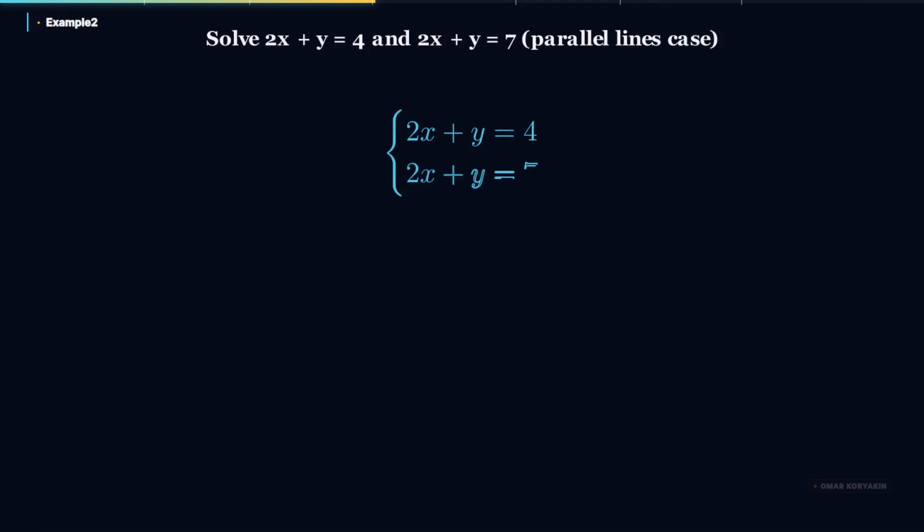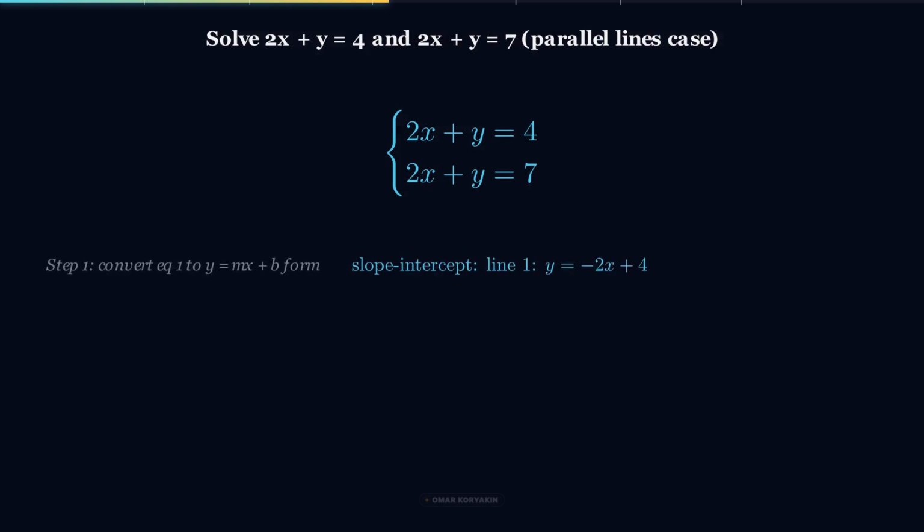Here is the second worked example. Solve the linear system 2x plus y equals 4 paired with 2x plus y equals 7 using the graphical method. The system illustrates the no solution case where the two lines are parallel.